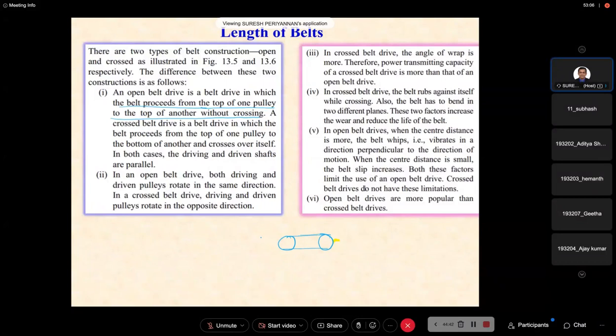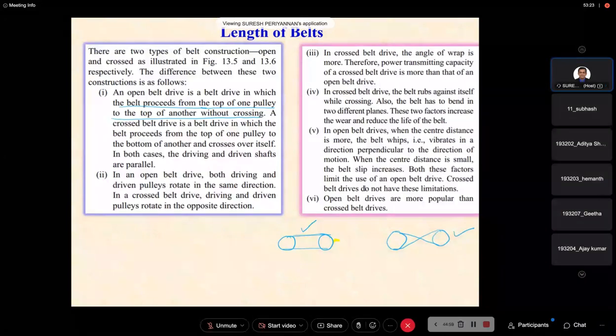This does not cross each other, but in the cross belt, it crosses each other, right? Here the driving pulley and driven pulley, both directions are the same. Here the driving pulley and driven pulley, both directions are different, opposite. Okay, now we are going to discuss the length of the belt.